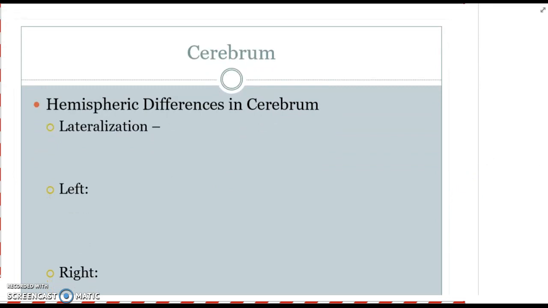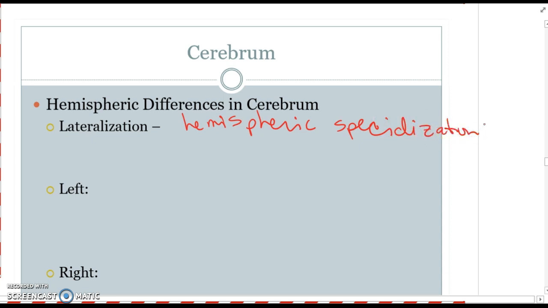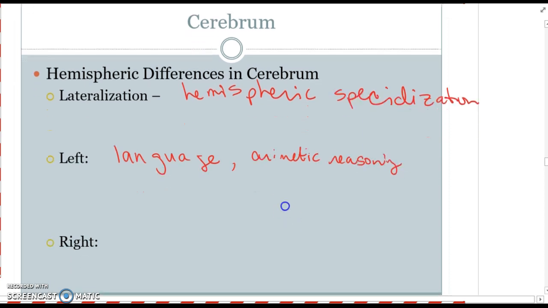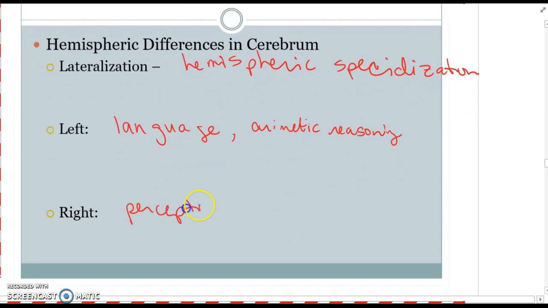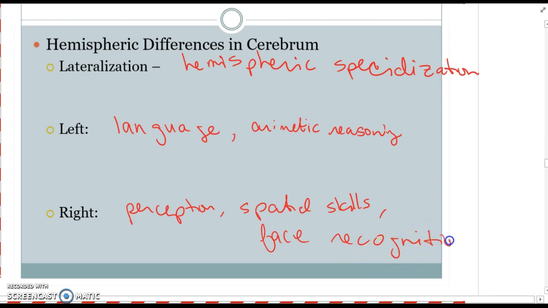So the hemispheres, you think of the hemispheres like the northern hemisphere and southern hemisphere of the globe. It's just different sides of the brain. So lateralization is the hemispheric specialization. So how specialized the different hemispheres or parts of the brain are. So moving on to left brain people and right brain people. The left, that's the language, also arithmetic or math, reasoning. And then your right brain is more like perception, like spatial skills, what else? And again, another one we talked about earlier, face recognition. Okay.